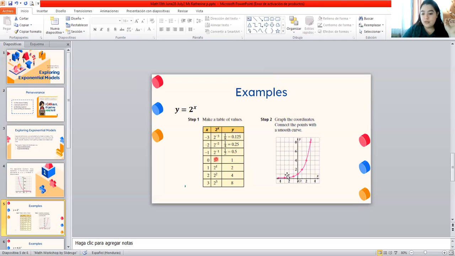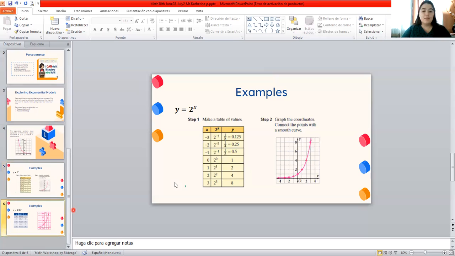Then we have 0 for x here and 1 for y, that's why this point is here. Then we have 1 for x and 2 for y. So 1 for x, positive, and 2. That's why this point. Then we have 3 for x here and 8 for y in this one. So we have to connect all the points to make a smooth curve.